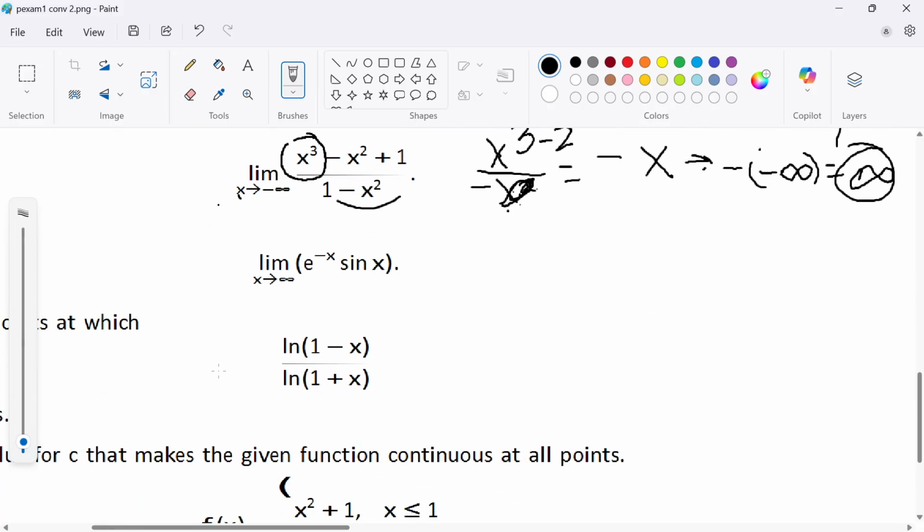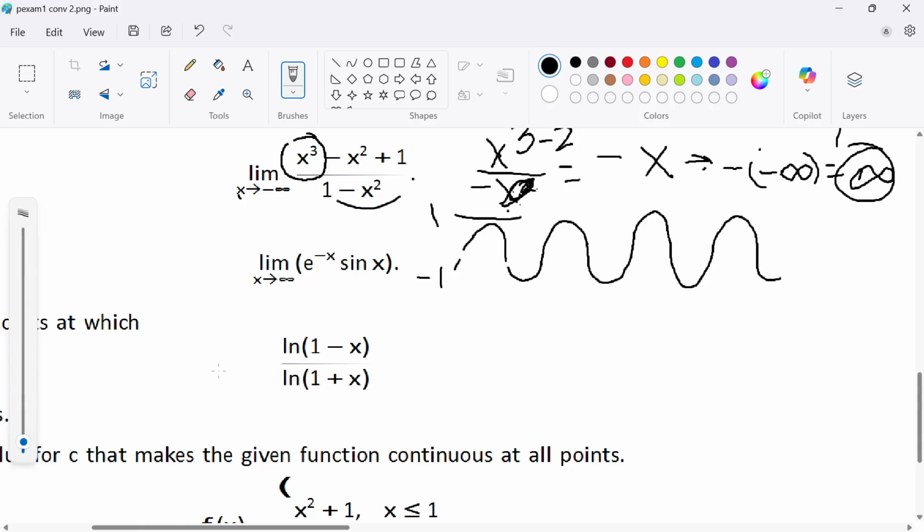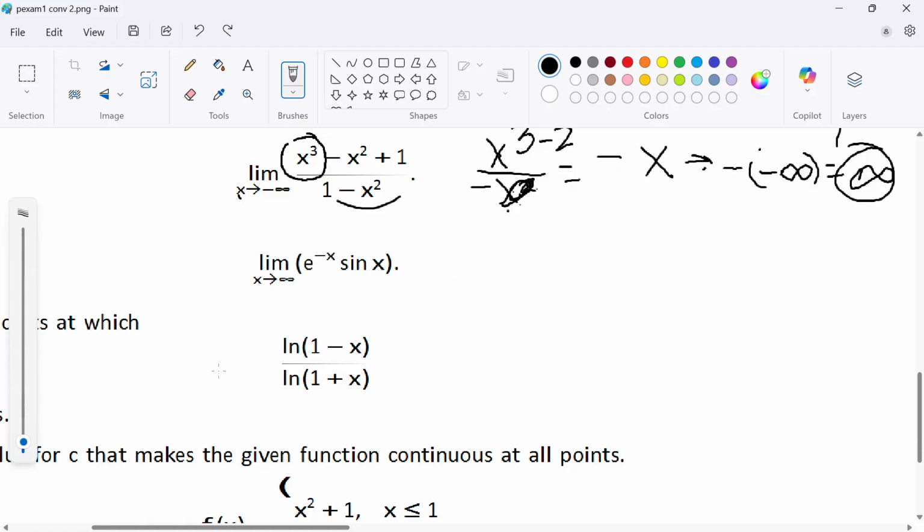All right, next one. Limit as x goes to infinity of e to the negative x times sine x. If you recall, sine is a function that keeps fluctuating between, it goes up to 1 and down to negative 1. It just keeps fluctuating. So I cannot just plug infinity in. What is the sine of infinity? Well, it's negative 1, 1, negative 1, 1, negative 1, 1. I can't find that. So I have to do something else, and I can't really factor this.